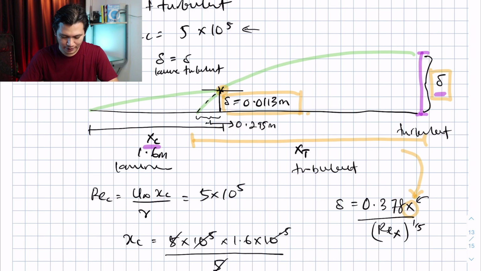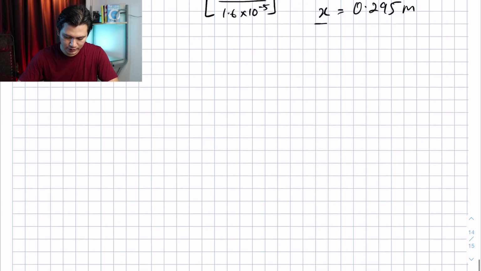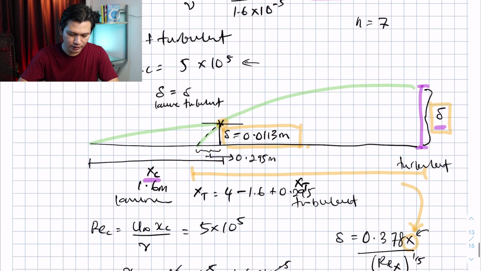So xt must be equal to 4, which is the total length of the flat plate, minus 1.6 plus 0.295. That will be my xt. So my xt now is 4 minus 1.6 plus 0.295, that is 2.695. That will be my x turbulence.